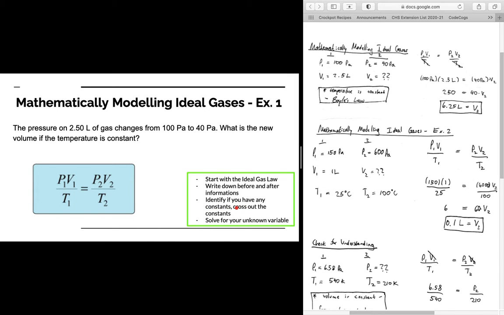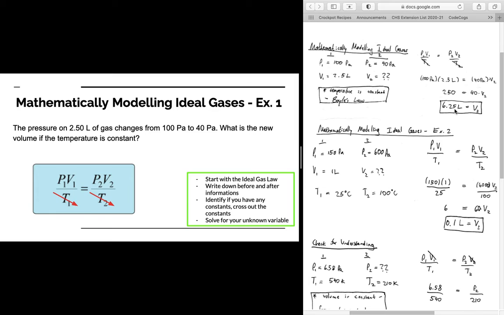We try to identify any constants, and we cross out those constants. So we're left with P1V1 = P2V2 now, okay? So now we can plug in our knowns and our unknown in order to solve for our unknown. So 100 pascals times 2.5 liters equals 40 pascals times V2. So we get 250 equals 40 times V2, or V2 equals 6.25 liters.